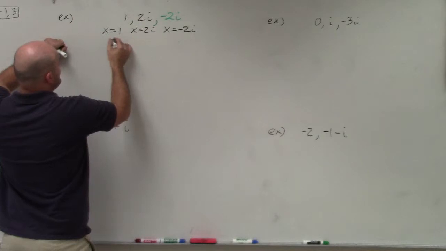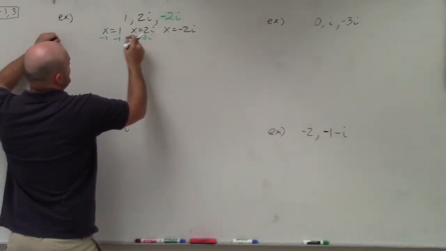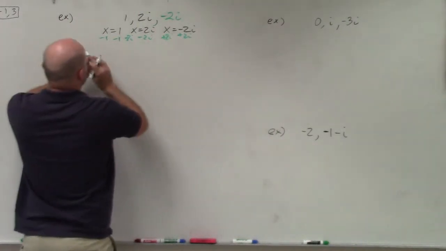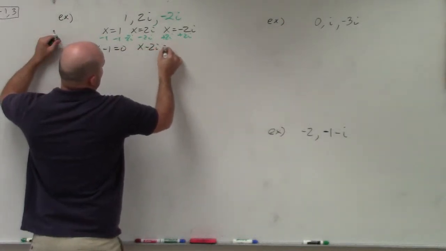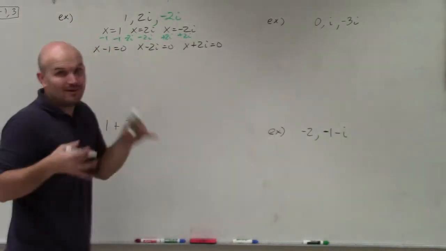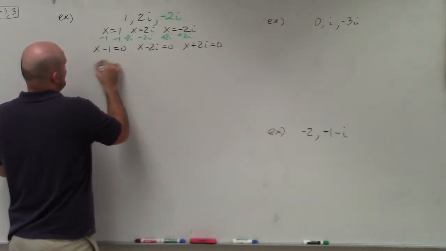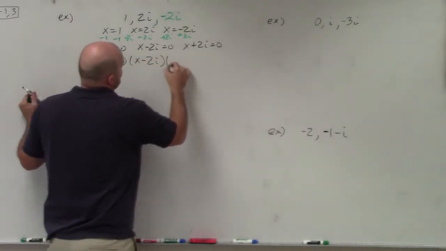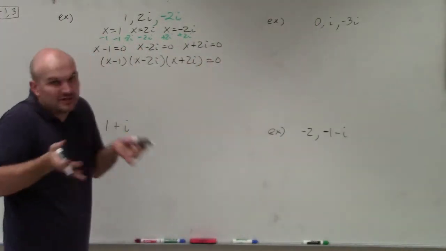Then you set them equal to 0, so you solve. So I subtract 1, subtract 2i, and add 2i. Therefore, I have x minus 1 equals 0, x minus 2i equals 0, and x plus 2i equals 0. Now I go ahead and multiply these out. I could say x minus 1 times x minus 2i times x plus 2i all equal 0. But in reality, they're going to equal our function.